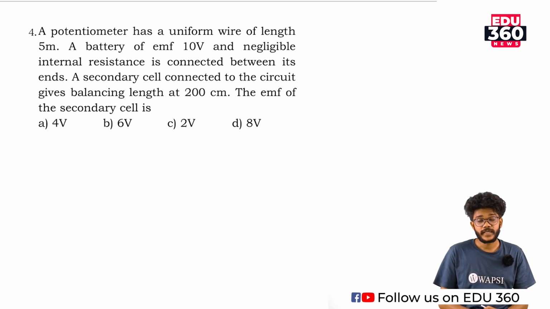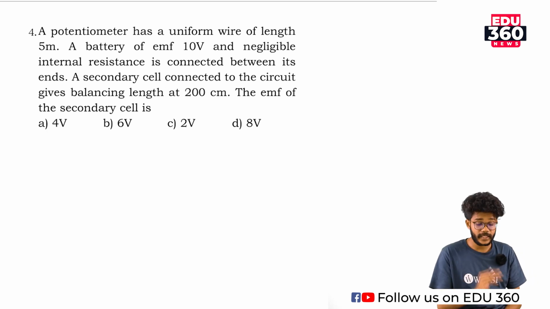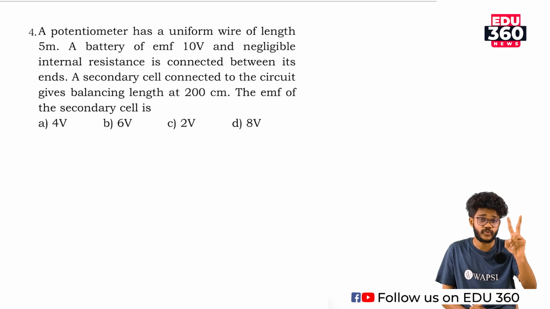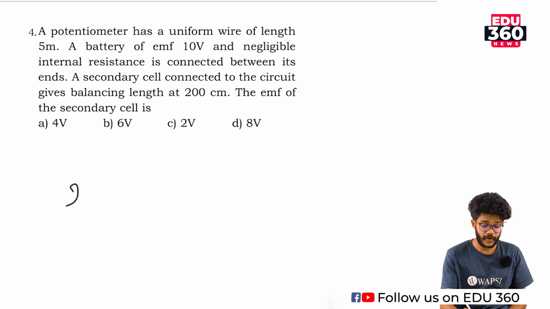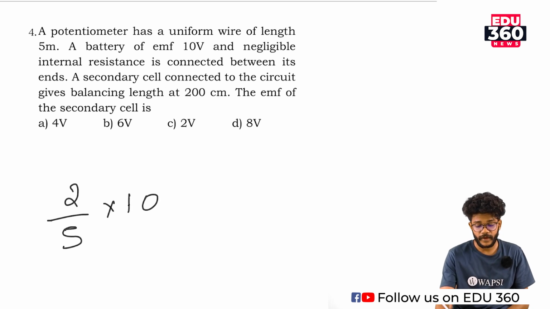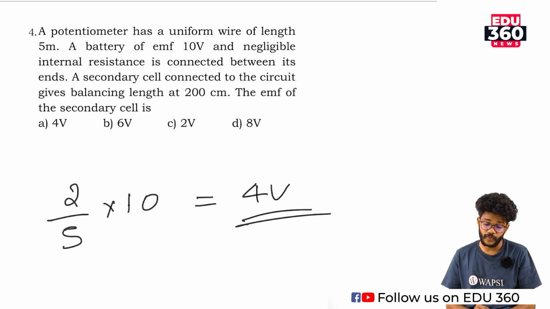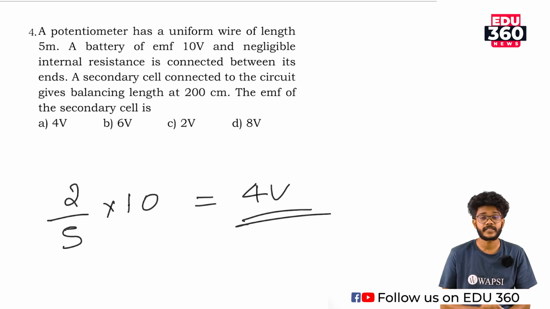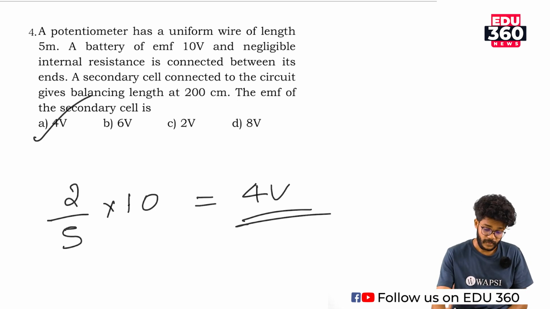So 200 centimeter means what? 2 meter. Actually the total length of the wire is 5 meter. So out of 5 meter they are taking actually 2 meter. So 2 by 5 multiplied by 10 volt is equal to 4 volt. Okay, so 4 volt is the EMF of that battery, and option A is the correct answer.